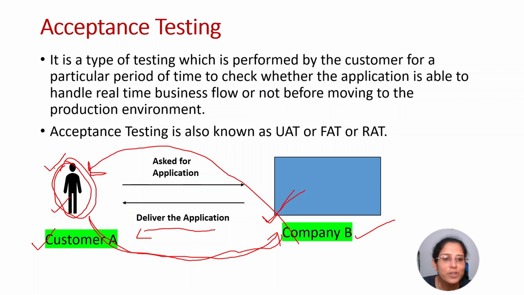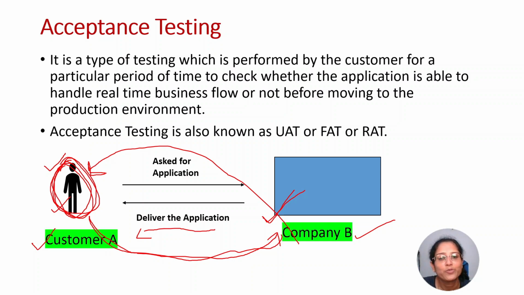The fourth approach is these customers will provide a set of business flows to the end users. The end users are kind of real-time users. So these customers will give the set of business flows to the end users to perform the acceptance testing and to make sure that the application meets all the end-to-end business flows or not.